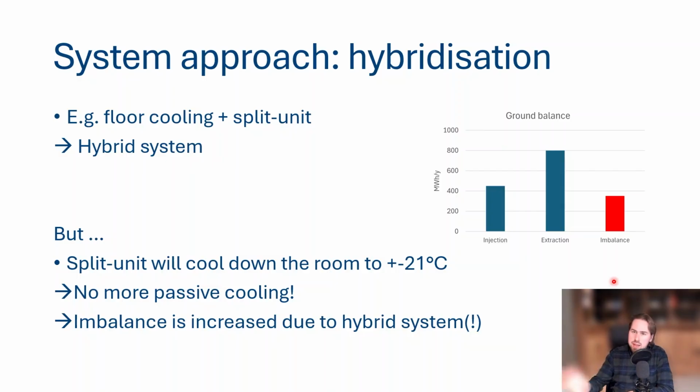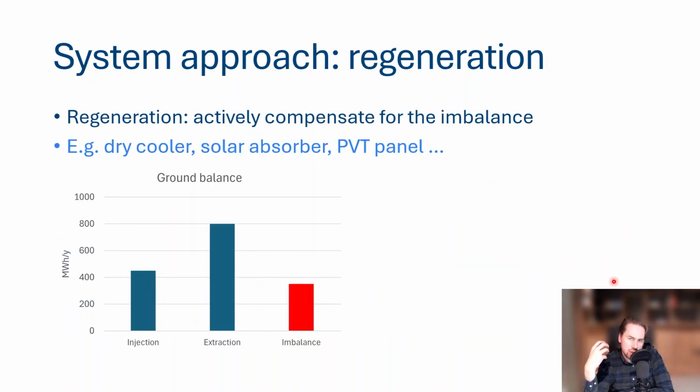Now, next to hybridization, there is another set of solutions which is called regeneration. So instead of stating, okay, we're going to install another technology that can take part of the building load from the borefield, we can say, okay, we have this imbalance, we have the same imbalance as before, but now we're going to install a dry cooler, solar absorbers, PVT or hybrid solar panels to actively compensate for this imbalance. So in this case, we have more extraction than injection.